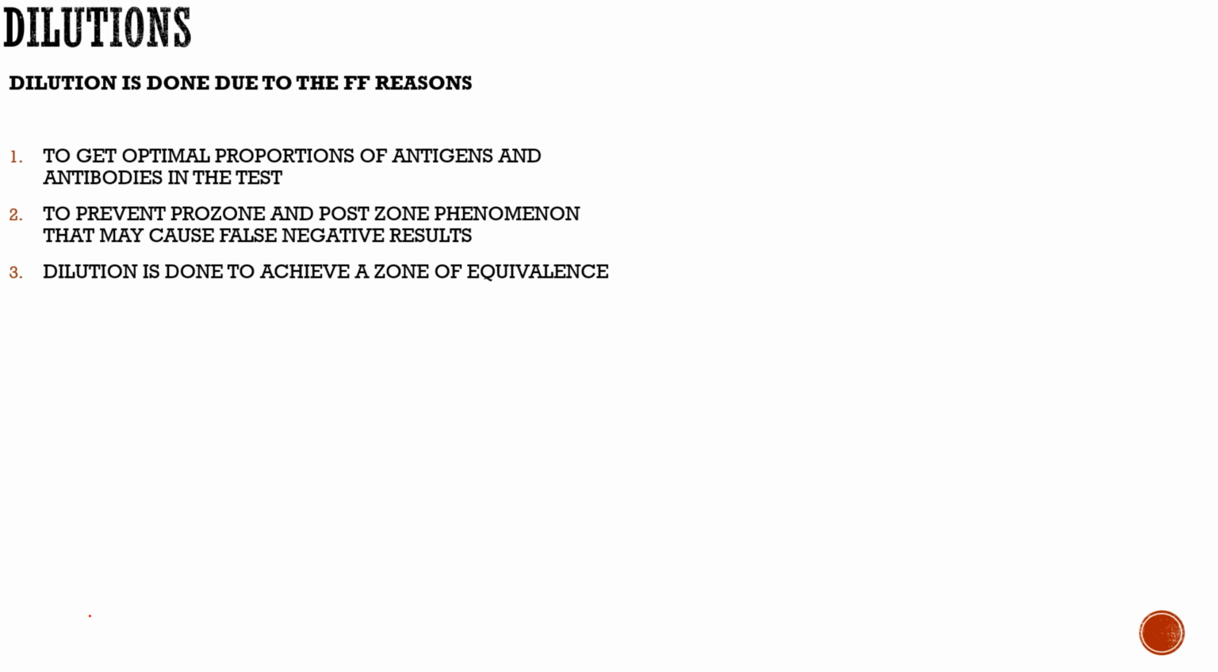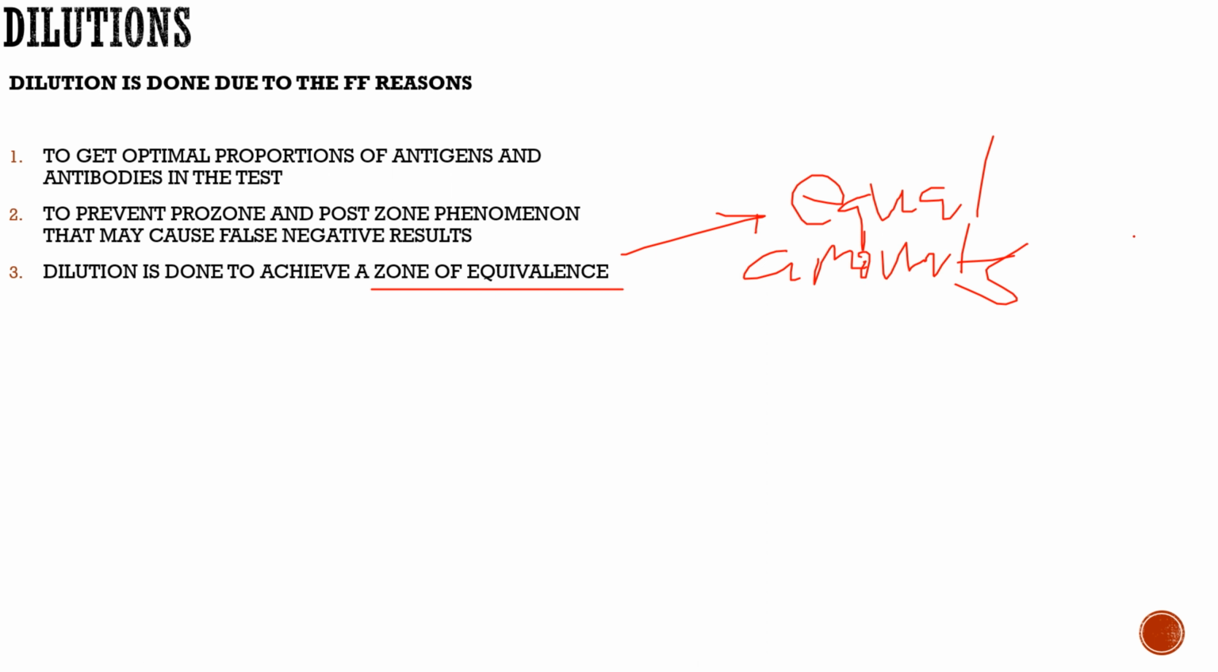Now, dilution is done to achieve a zone of equivalence. Pag sinabi mong zone of equivalence, class, ito yung sinasabi nilang equal amounts of antigen and antibodies. So, do take note of that.